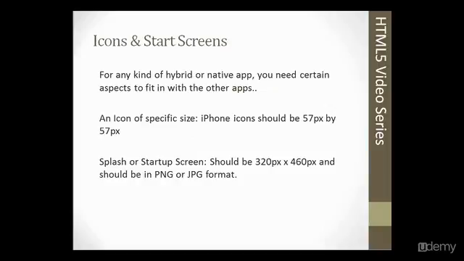So next we have icons and start screens. When you develop any kind of hybrid or native app, you need to have certain icons and start screens, and they need to be a certain size. For this, the iPhone and Android are a little different. The iPhone icons should be 57 by 57 pixels, and these would be the icons you'd see in the App Store on the actual device. And then the splash screen or startup screen, for the iPhone, should be 320 by 460, and it should be in PNG or JPEG format.